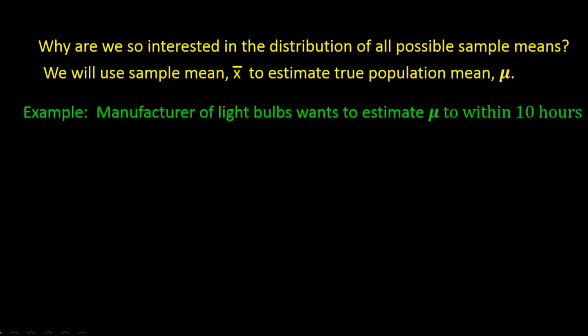Let's say the manufacturer of light bulbs would like to estimate the true population mean of how long his bulbs burn to within 10 hours. Some samples he takes of n equal 50 will provide good estimates of the true population mean mu, and some of the samples will happen to pick extreme values, either too high or too low, and they will give poor estimates of the true population mean. Let's say we know the true population mean is 1,050 hours.